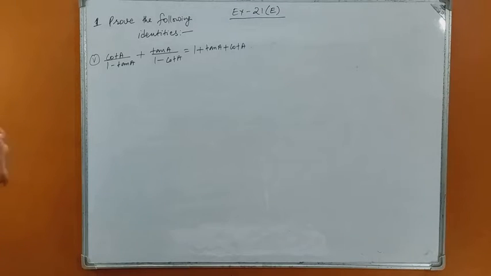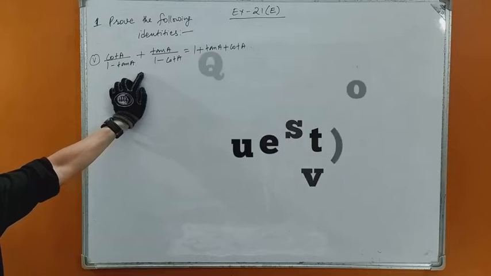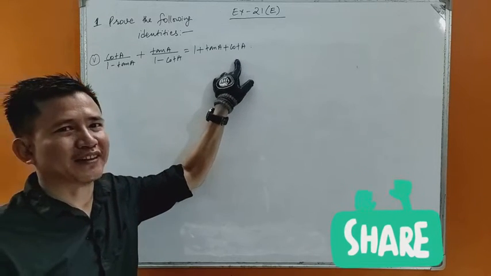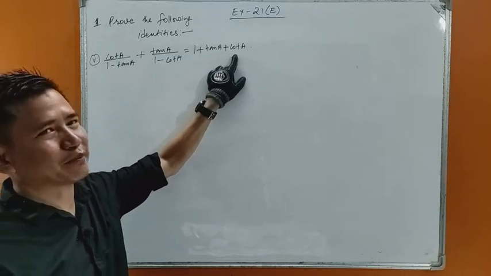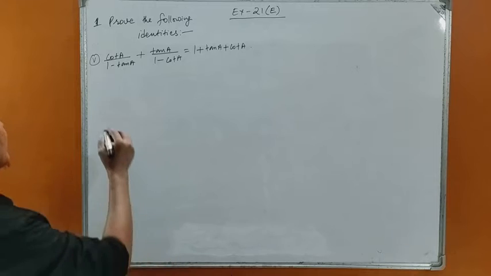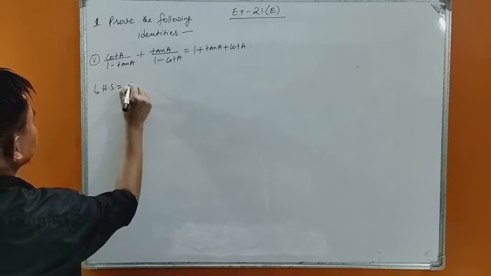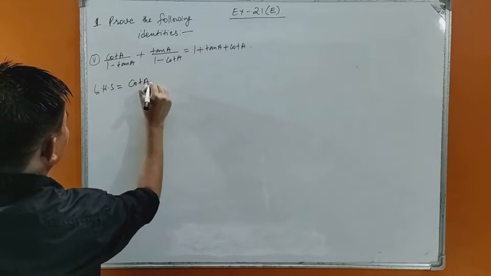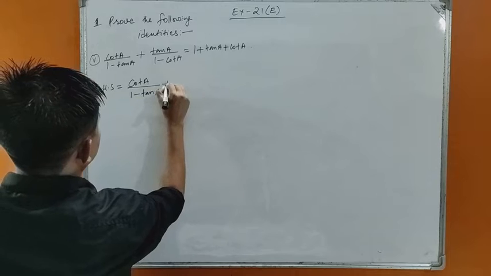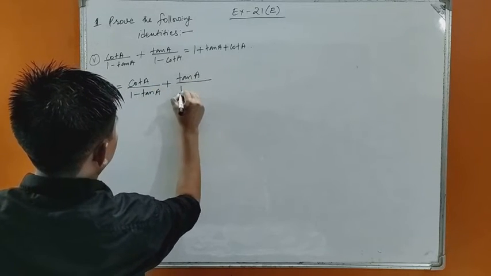Now let us do question number 5. So we are asked to prove cot A upon 1 minus tan A plus tan A upon 1 minus cot A equals 1 plus tan A plus cot A, isn't it? So let's use the left hand side and prove this. LHS equals cot A upon 1 minus tan A plus tan A upon 1 minus cot A.